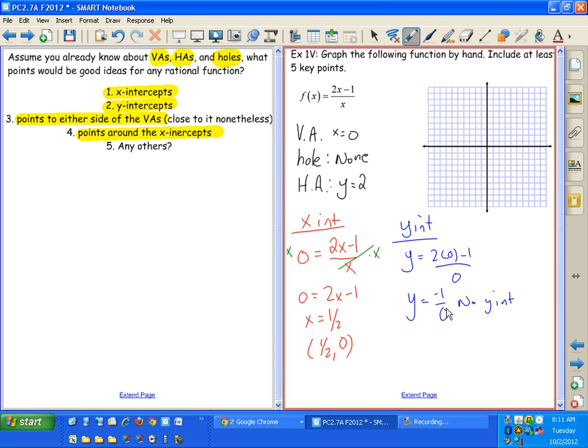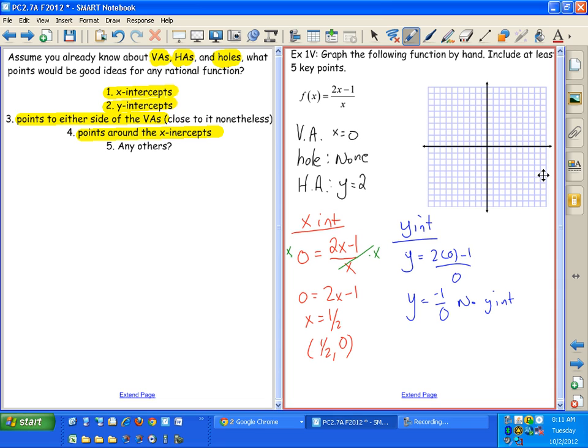And so at this point, the graph isn't going to cross the y-axis, which should make sense because we have a vertical asymptote at x equals 0, which is the y-axis. So that should make sense when we're looking at this, and we probably didn't need to do that.